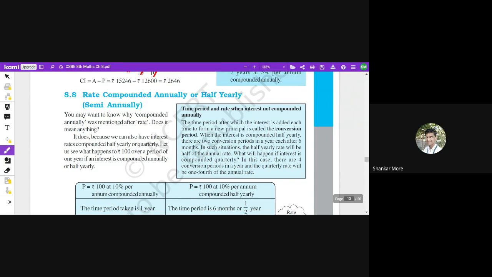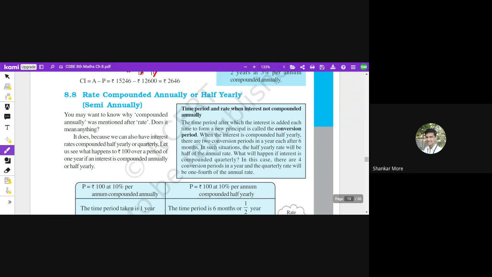Okay. So you may want to know why compounded annually was mentioned after rate. Does it mean anything? So it does, because we can also have interest rates compounded half yearly or quarterly. Let us see what happens to 100 rupees over a period of 1 year if the interest is compounded annually or half yearly. Right? So what is time period and rate when interest is not compounded annually?